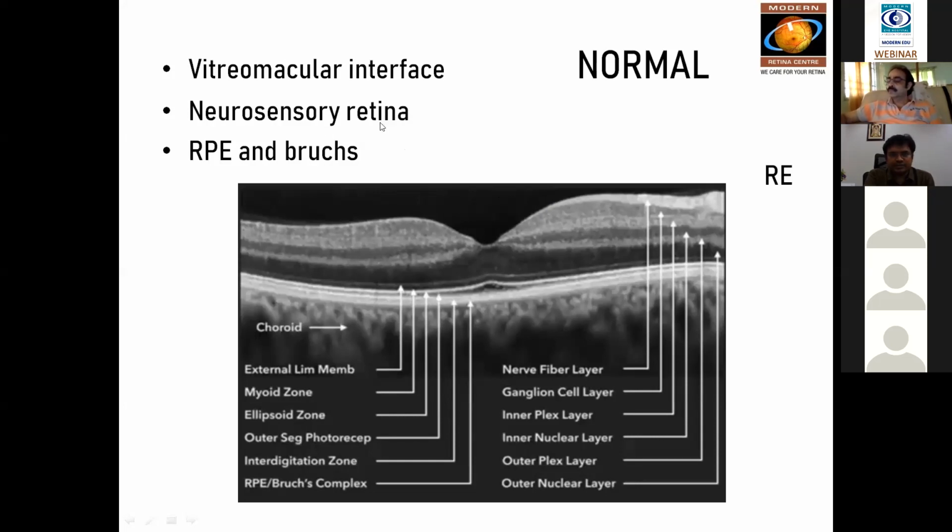Second is the neurosensory retina. The rest of the 9 layers of the retina together, other than the RPE, are called the neurosensory retina. Retinal pigment epithelium, as I said earlier, is the deepest and the first layer of the retina, which is strongly adherent to the Bruch's membrane. So in the majority of pathologies, it is seen along with the Bruch's membrane. So the rest of the retina is called the neurosensory retina.